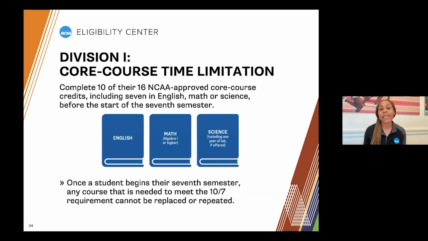Once a student begins their 7th semester or their senior year, any course that is needed to meet that 10-7 requirement cannot be replaced or repeated. Remember, that 10-7 is locked in as soon as that student athlete walks into their 7th semester of high school.